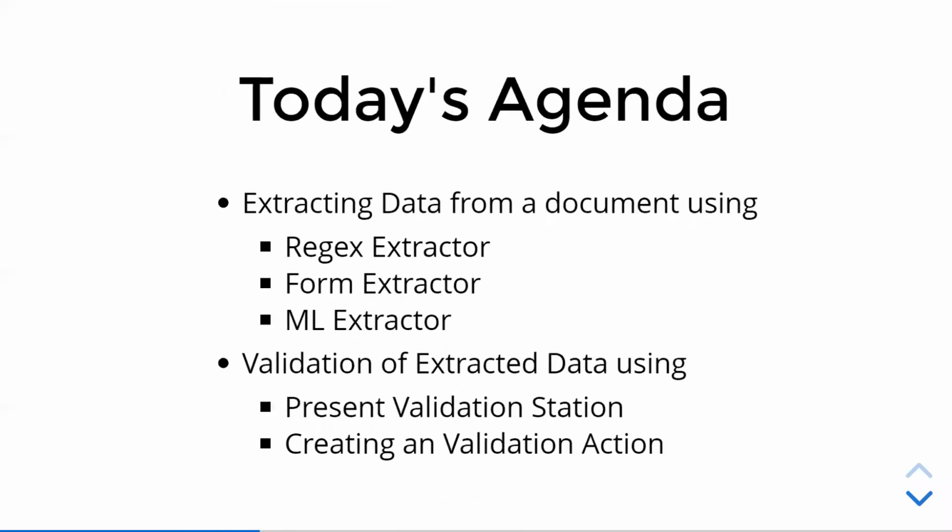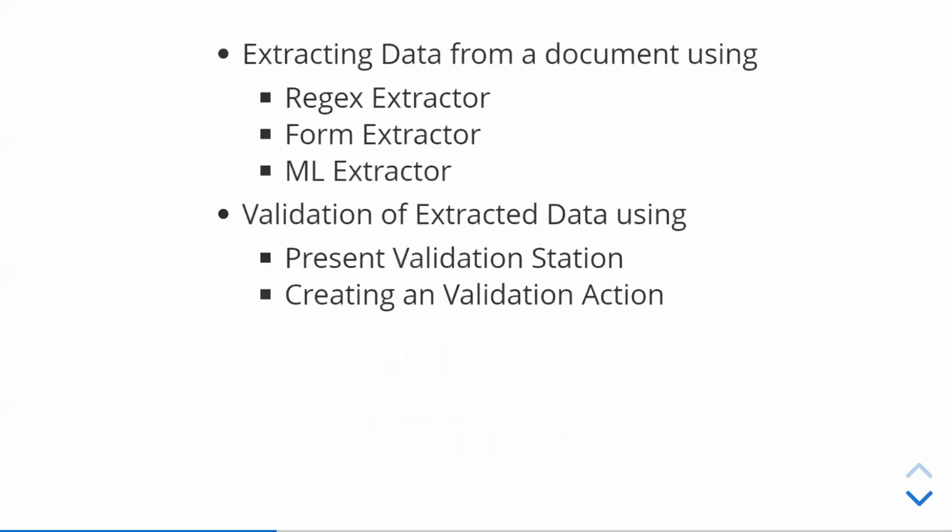Let's discuss today's agenda. Our agenda is extraction of data from a document using the Regex Extractor, Form Extractor, and ML Extractor. We are not only going to extract the data, but also use the validation station provided by UiPath to validate that data. As of now, we have two types of validation station. One is the present validation station, which can be deployed for attended robots, and there will be a pop-up through which you can validate the data extracted by the bot. The other is the validation action, which means an action will be created within Orchestrator. This validation action could be deployed in unattended ones.